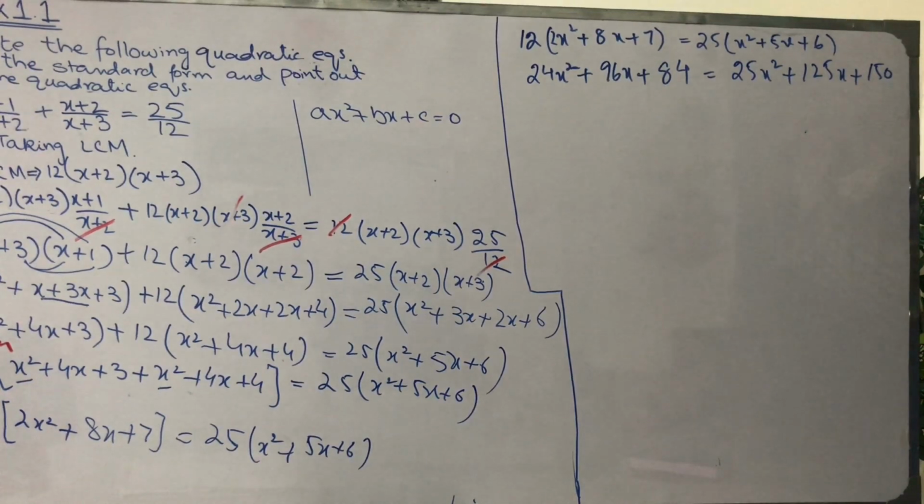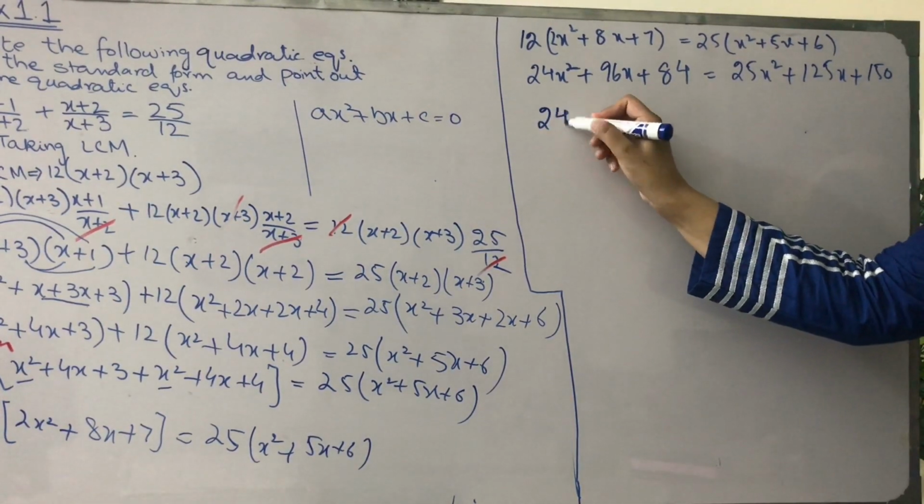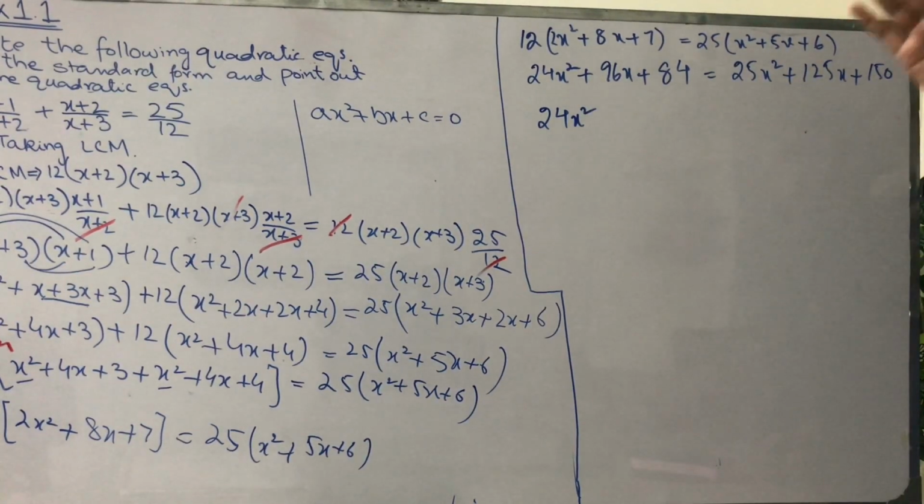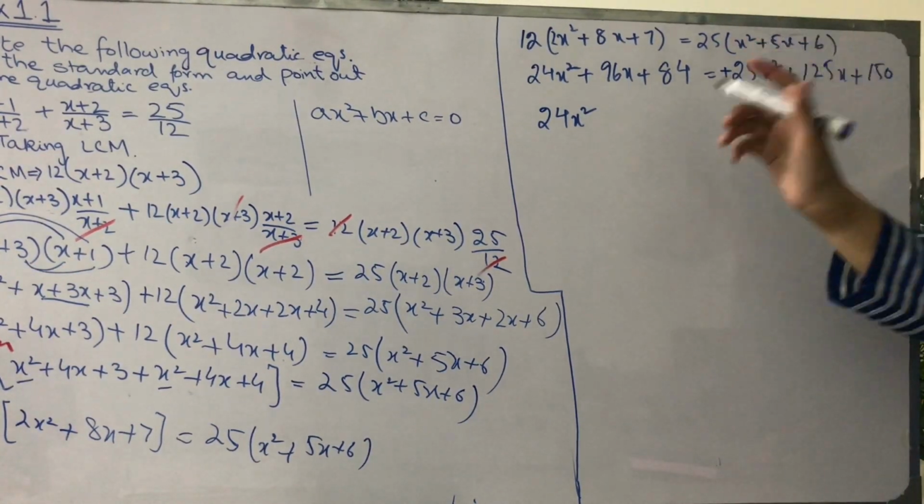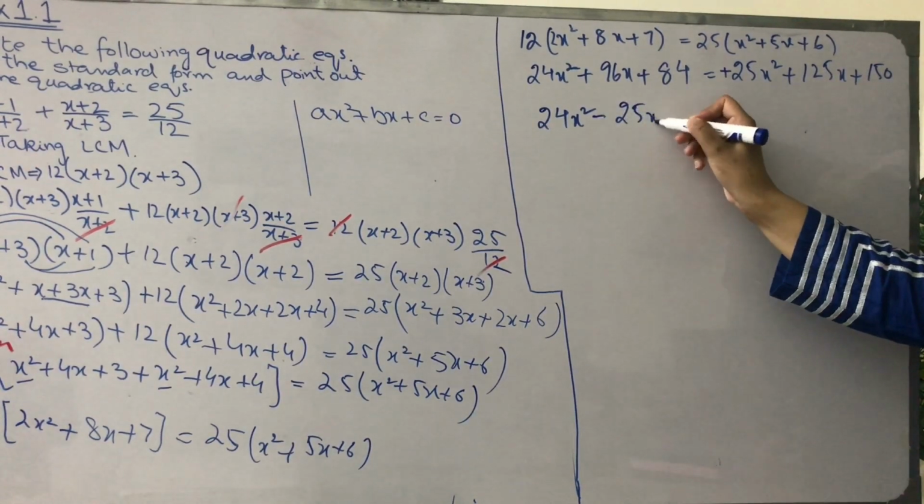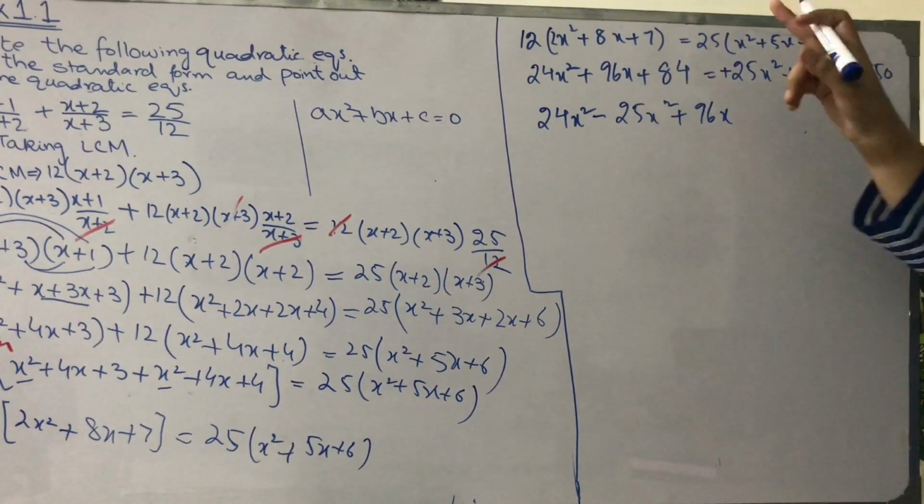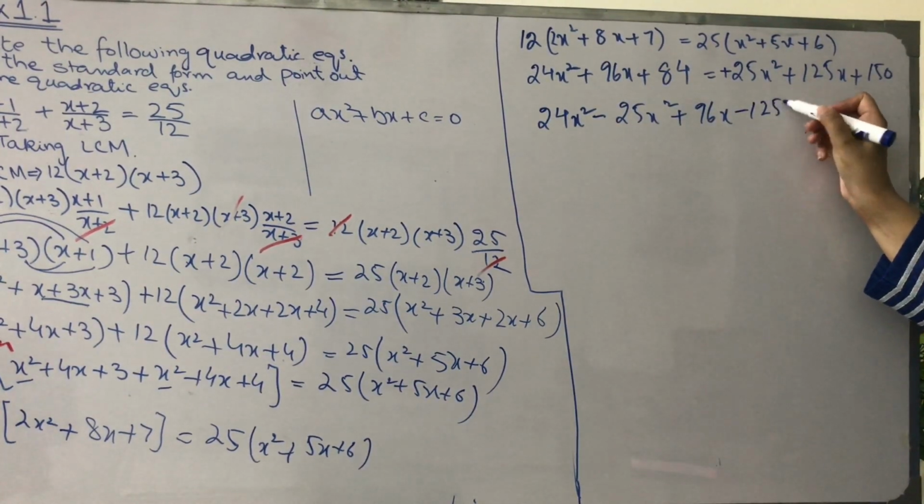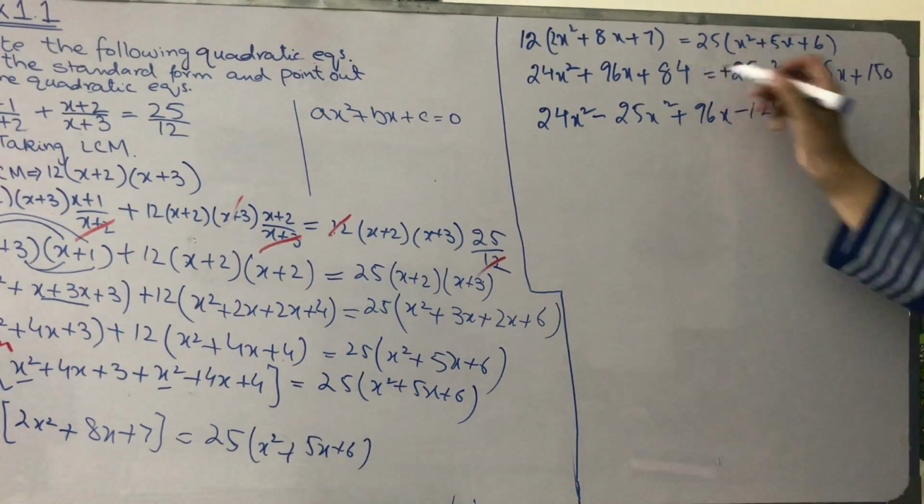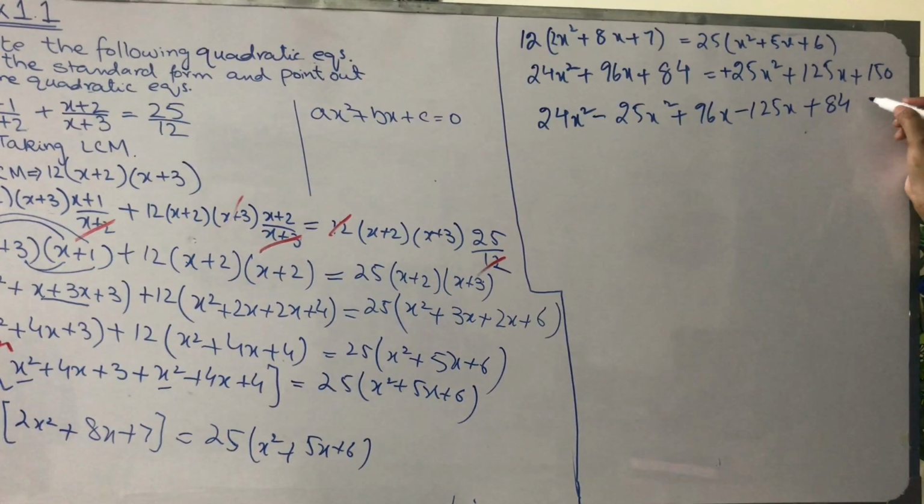Okay. Now we have to write the same expressions together and take all the expressions to your left hand side. So what I'm going to do is, 24x², 25x² will be going there, so here it is plus, when it goes there it becomes minus. Here 125x, when it goes there it becomes minus 125x, plus 84, 150 will go there, it becomes minus, is equals to 0.